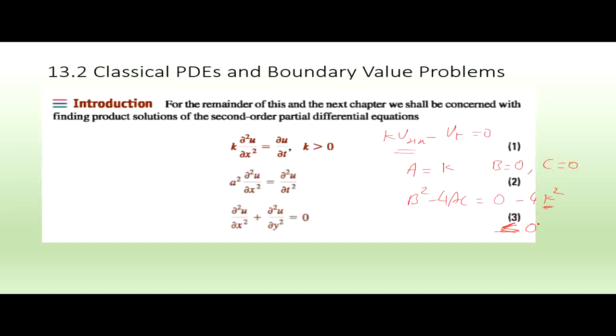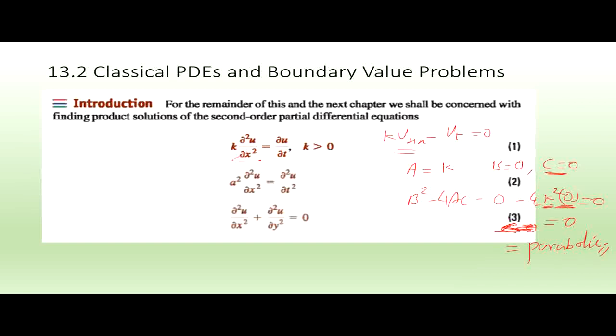When it is less than 0, we call it... something wrong, isn't it? c is also 0, so 0 should be multiplied here. Everything is 0 now. Okay, so the answer is 0. I forgot about this c. So b square minus 4 times a into c. c is 0, so everything is 0. When it is 0, it is called parabolic.